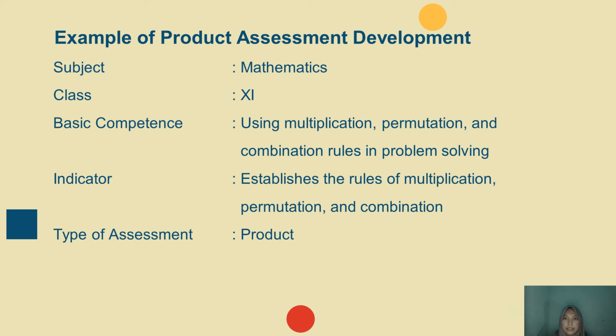Example of product assessment development. There are some components. The first is subject. Subject is mathematics. For class 11 senior high school, the basic competence is using multiplication, permutation, and combination rules in problem solving. The indicator is to establish the rules of multiplication, permutation, and combination. Type of assessment is product assessment.